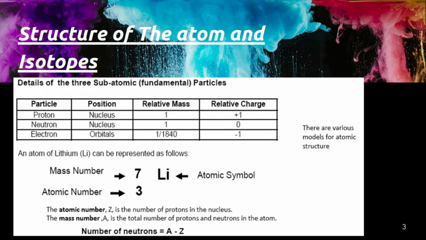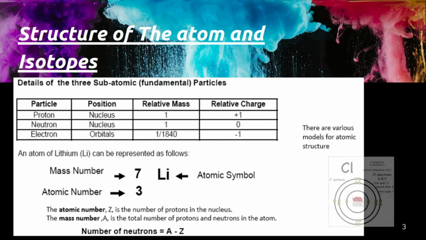Then we have the mass number and atomic number. As we know, the atomic number is the number of protons in the nucleus, whereas the mass number is the total number of protons and neutrons in the atom. In order to calculate the number of neutrons, we can subtract the atomic number from the mass number.